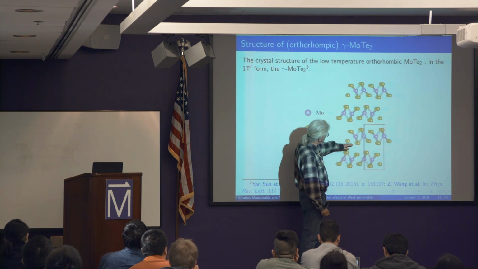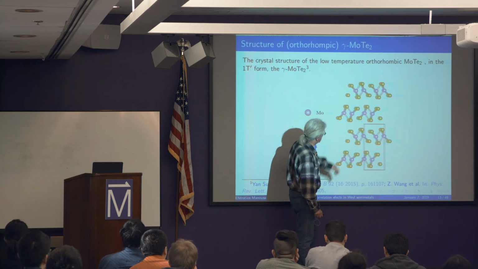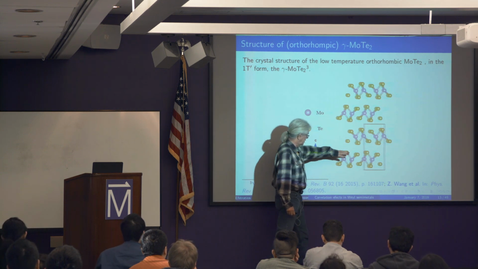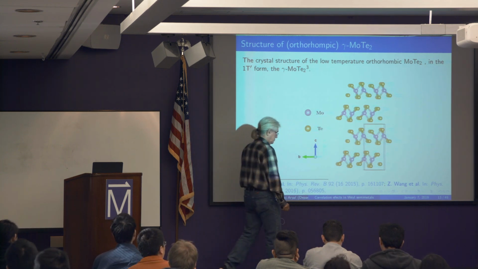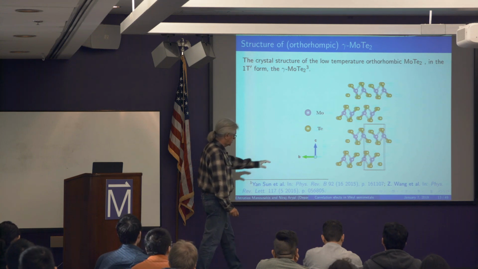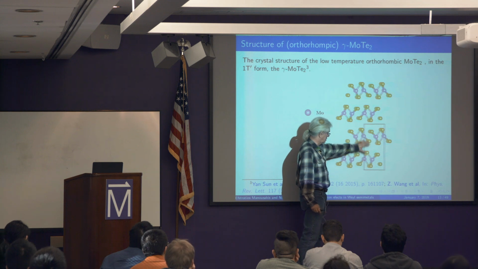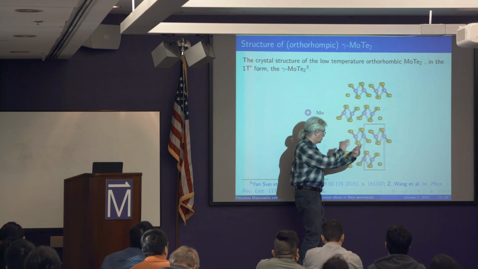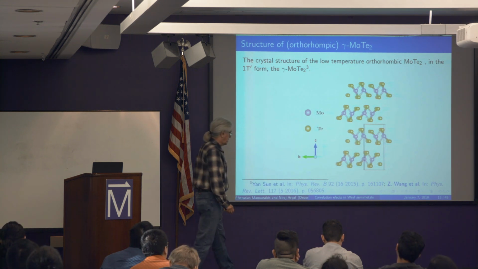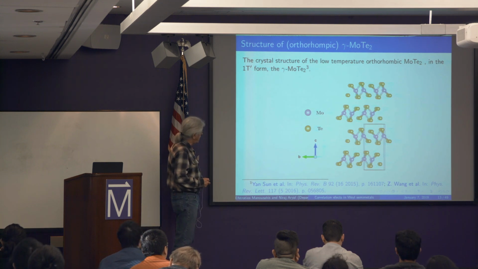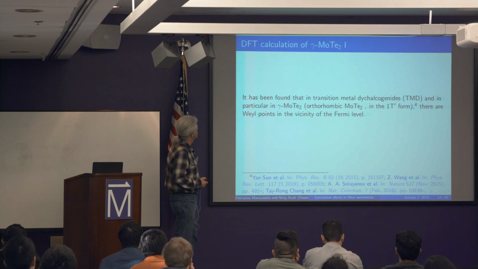You notice the spacing between layers, although we require 2 layers for the unit cell because of this inversion violation here. As you see, this layer, you cannot get to it just by translating this. So you have to also flip it in a way. So that's our unit cell, and we'll consider that when we do calculations.